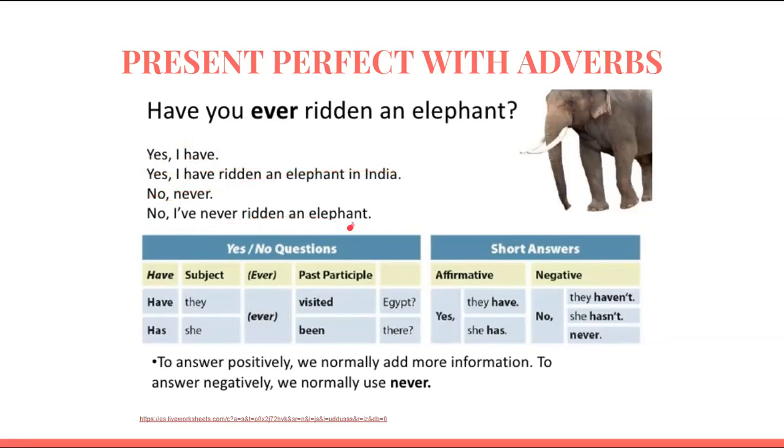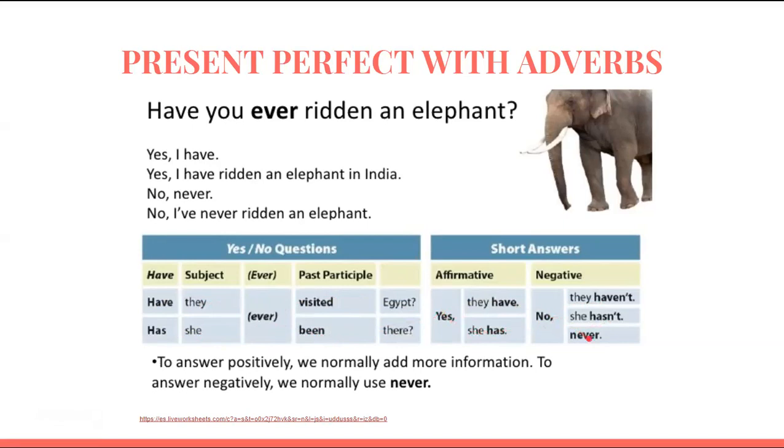Short and complete. Here, to make questions, what are we going to be using? Well, we are going to be placing the auxiliary at the beginning before the subject, then the word ever, and followed by the past participle. And here we have another example. Have they ever visited Egypt? Yes, they have. Or no, they haven't. Has she ever been there? Yes, she has. No, she hasn't.